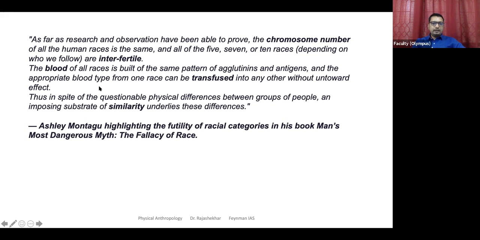And the blood of all races is built with the same components, the same antigens, or sometimes they even use the word agglutinates. Agglutination means a clumping process. So they're made up of the same antigens. So these ABO blood groups are compatible with each other. Although minor differences are there, which affect the compatibility, all major ABO blood groups are compatible with each other. So races can transfuse their blood without too many complications. So we carry the same blood, the same components in the blood, the same number of chromosomes, the same genes.